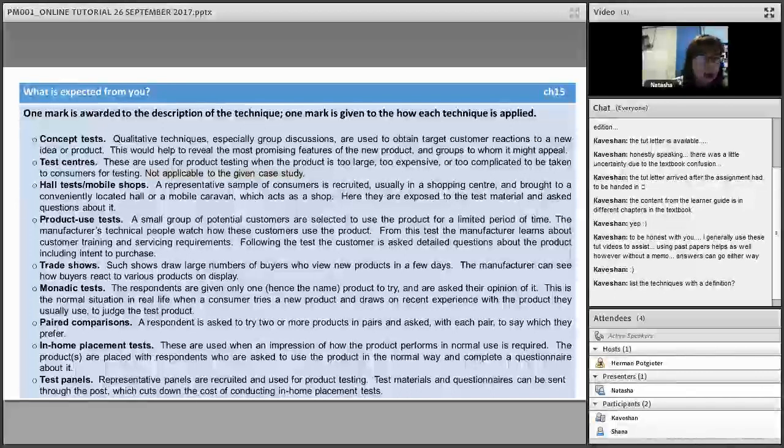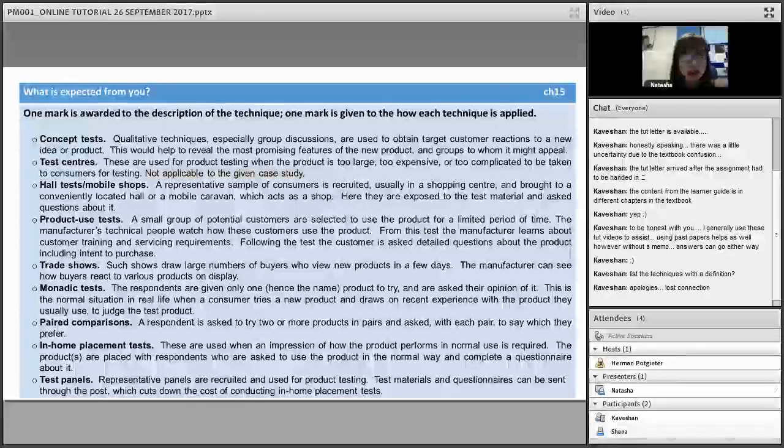Right. You will see that there's a list of quite a number of techniques. You can choose any 5. Only 5 will be marked. Now, what I've given to you here is only the theory, okay, because the application thereof is entirely up to you. First of all, it's concept tests, and this is usually where you have a number of target customers.